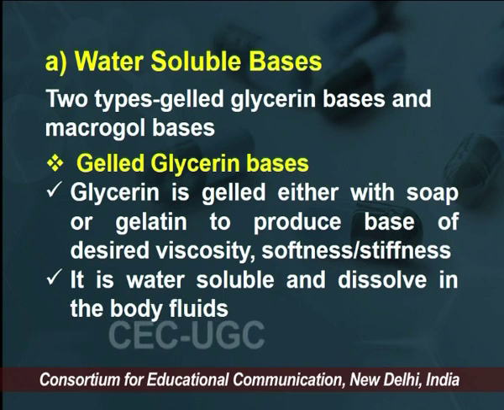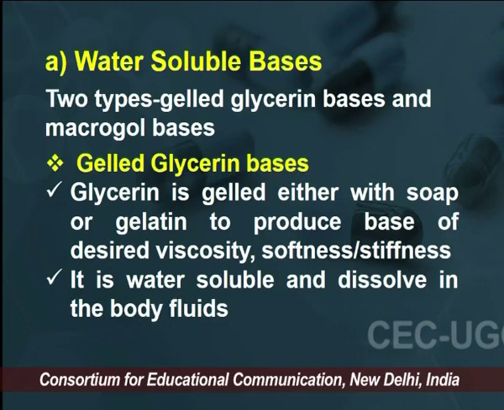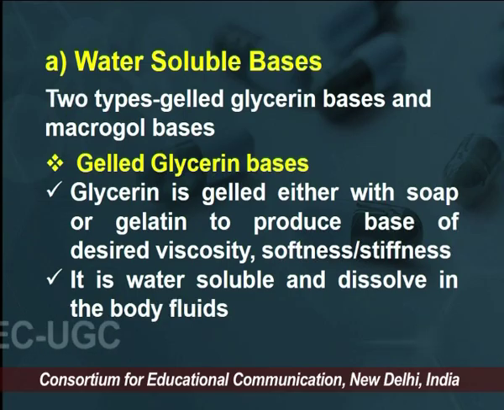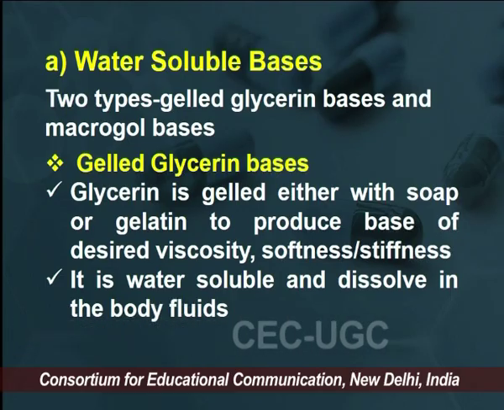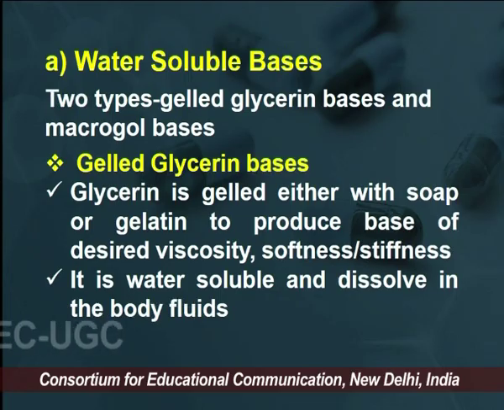Under this type, we have two classes, one being called gelled glycerine bases and the second type being macrogol bases. When we talk about gelled glycerine bases, glycerine is nothing but a trihydric alcohol, and it is high on the polarity chart and is miscible with water.